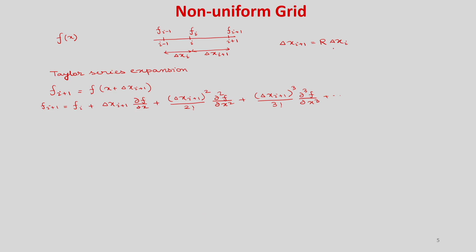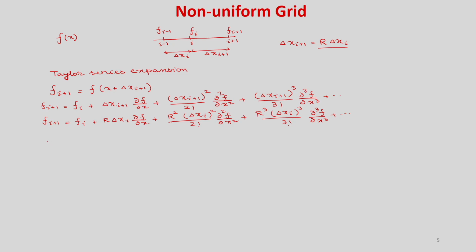So, if you write in terms of r delta x i, so you can write f i plus 1 is equal to f i plus r delta x i del f by del x, plus r square delta x i square by factorial 2 into del 2 f by del x square plus r cube delta x i cube by factorial 3 del cube f by del x cube and other higher order terms.